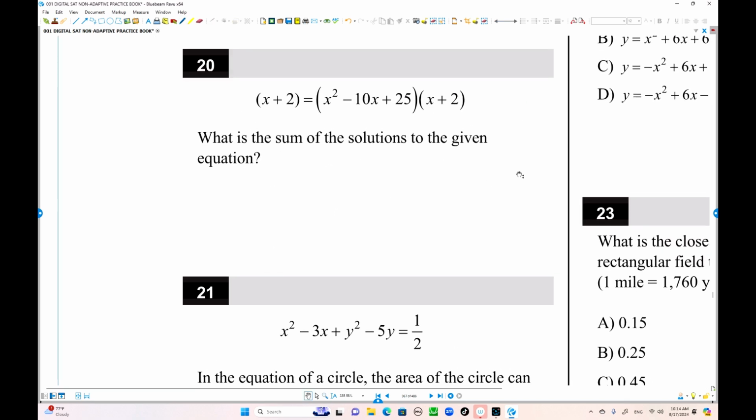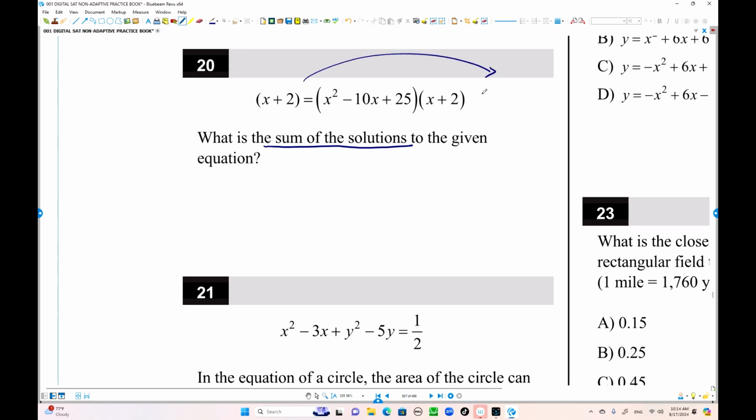So x minus 2 equals x squared minus 10x plus 25. Another x plus the same factors there. What is the sum of the solutions to the given equation? Find the keyword over here: sum of the solutions. Okay, what is that?